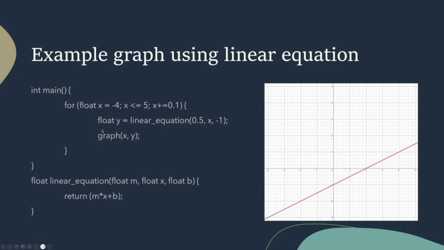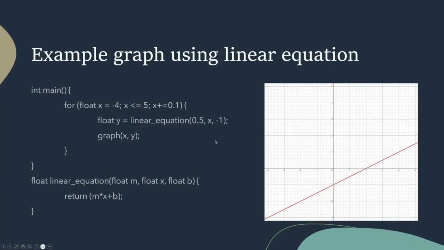Then within the loop, we do float y equals linear equation, and then we pass our slope, and in this case, we're going to do 0.5. We're going to pass x, and that's just whatever value we have in our loop, and then -1. Then we call graph xy. This is just some function that draws a graph. We're not going to worry about that too much in this talk. This is just an assumed thing to exist. Then we declare that function right here the same way we just talked about in the last slide.